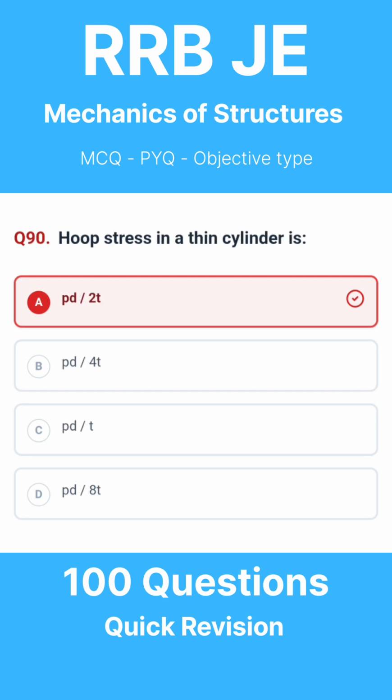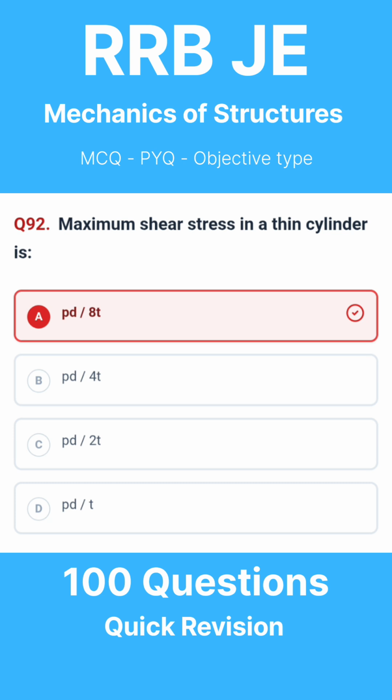Question 90. Hoop stress in a thin cylinder is: the correct answer is PD divided by 2T. Question 91. Longitudinal stress in a thin cylinder is: the correct answer is PD divided by 4T. Question 92. Maximum shear stress in a thin cylinder is: the correct answer is PD divided by 8T.